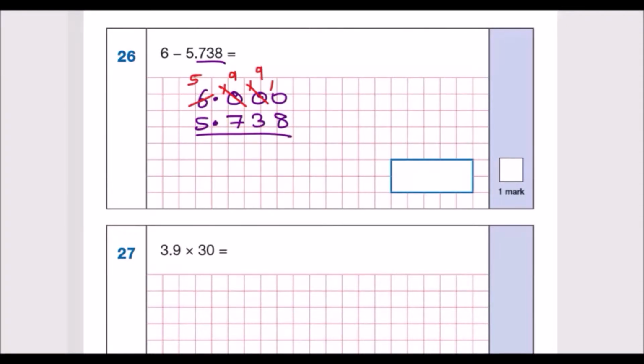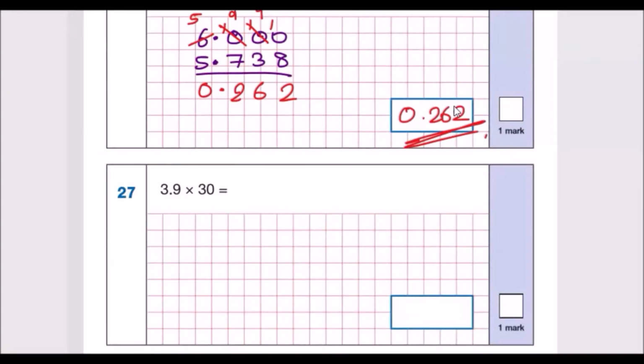So 10 take away 8 is 2. 9 take away 3 is 6. 9 take away 7 is 2. And the last one is 0. So it'd be 0.262. Good.